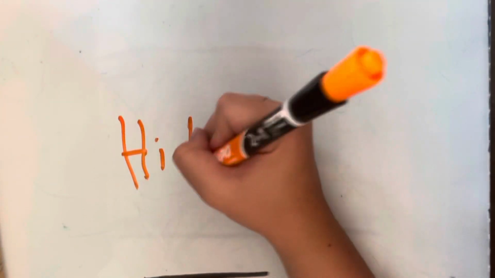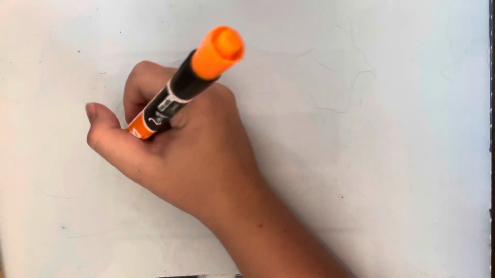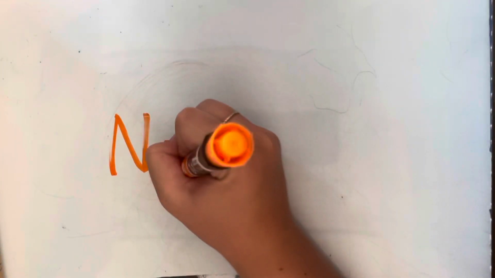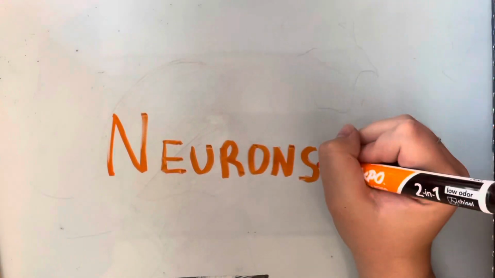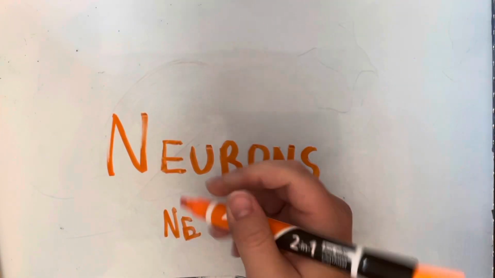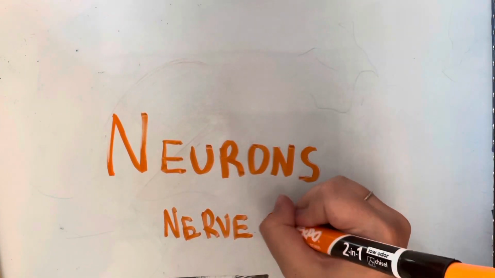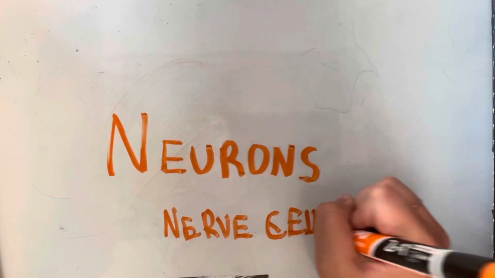Hello all, put on your thinking caps because today I'm going to be talking about nerve cells, also known as neurons. Neurons are unable to go through a process known as mitosis, in which cells replicate. So, you are born with all the neurons you're going to get. That means be careful with yourself.